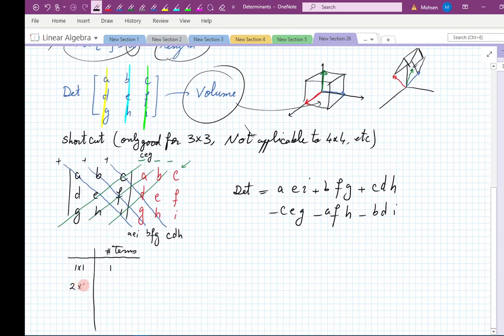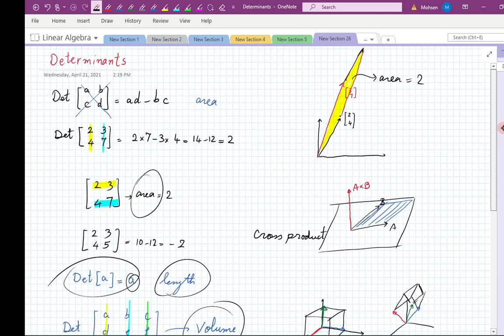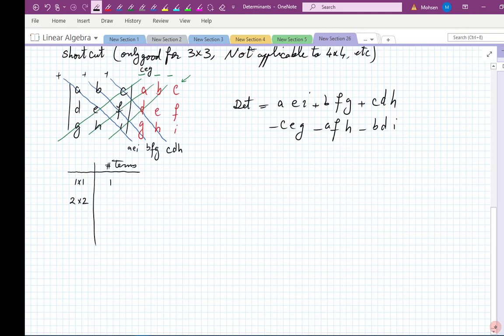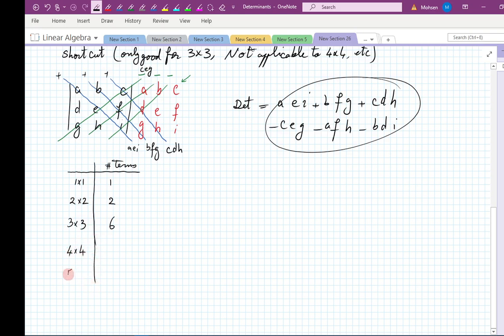How about 2 by 2? 2 by 2, it has 2 terms in it. A term is a product of a bunch of variables you have. So 2 terms I have here, 1 added, 1 subtracted. So I have 2. In the case of 3 by 3, I see that I have 6. What's your guess as to how many things I'm supposed to deal with in case of 4 by 4 or 5 by 5 and so on? Let me see if you can take a wild guess.